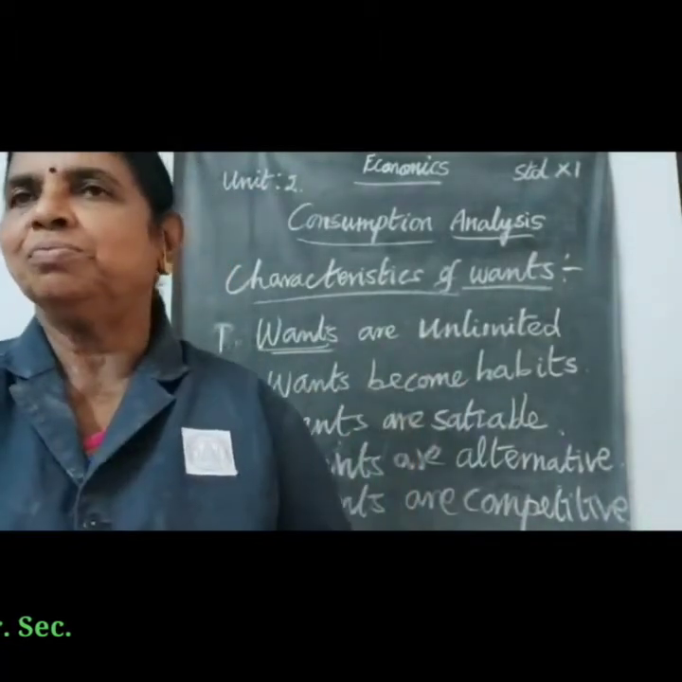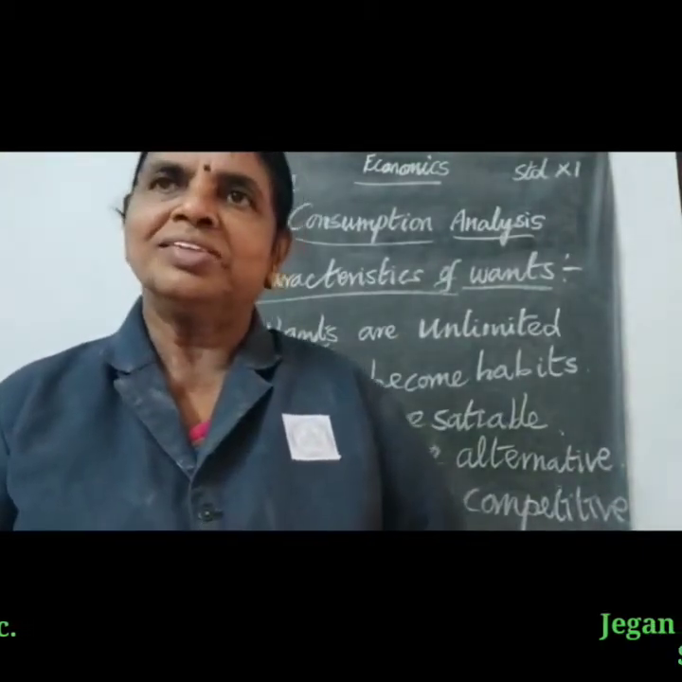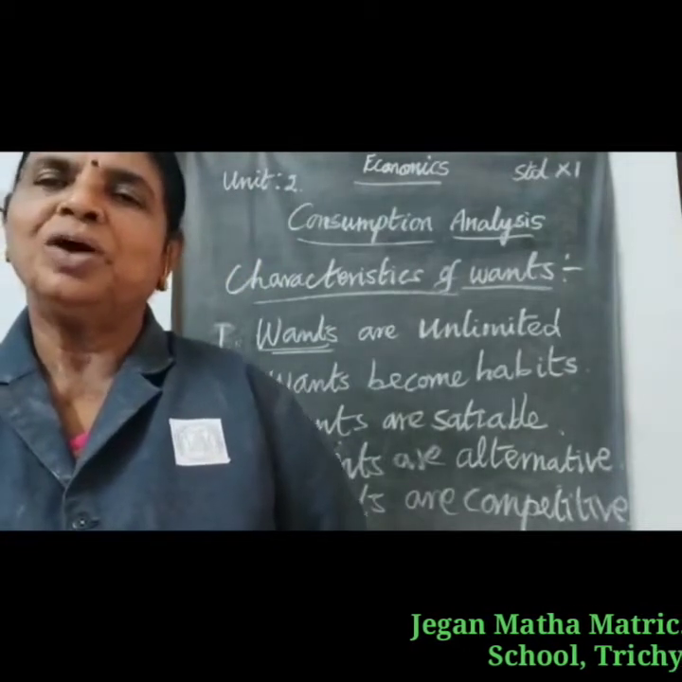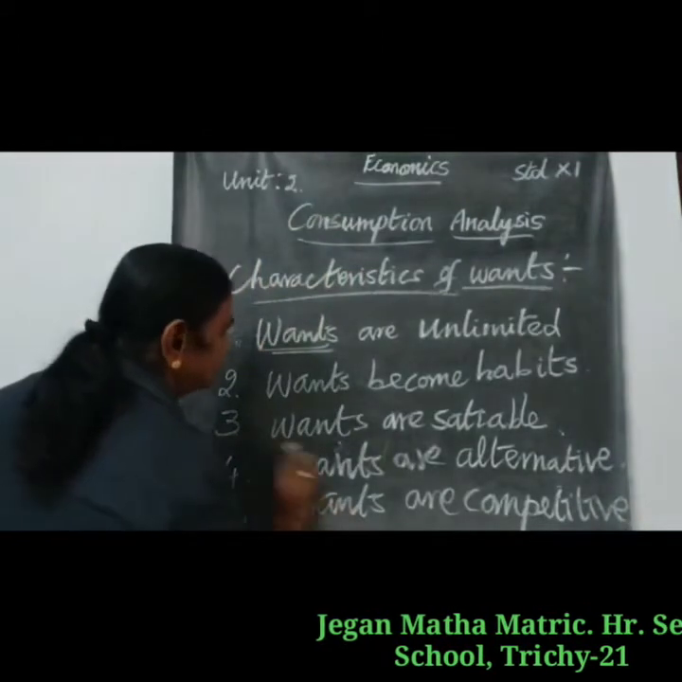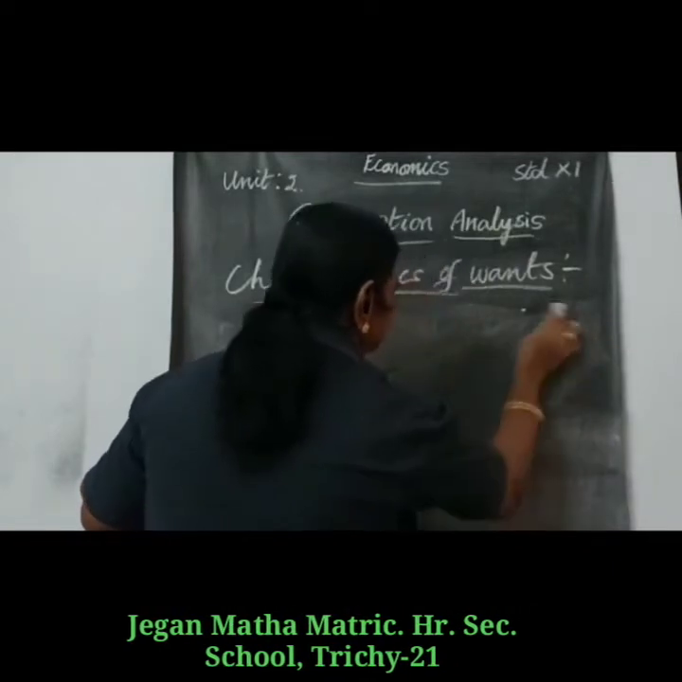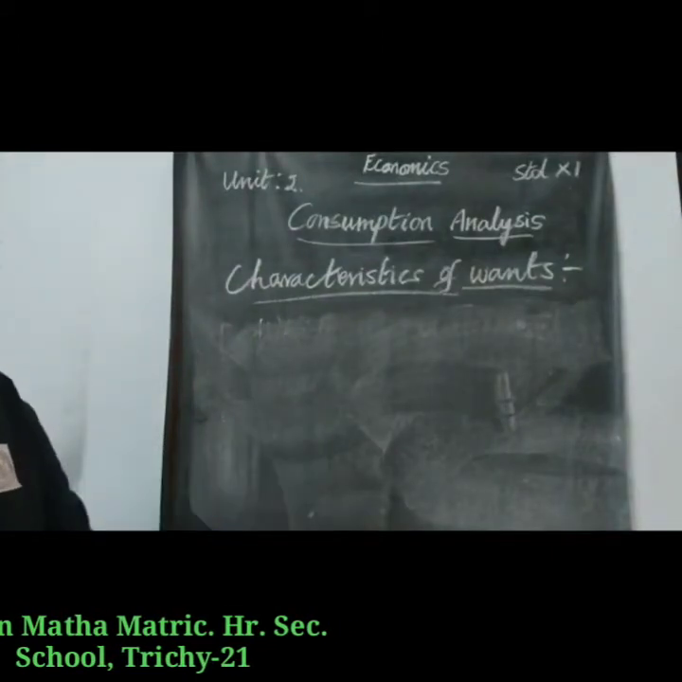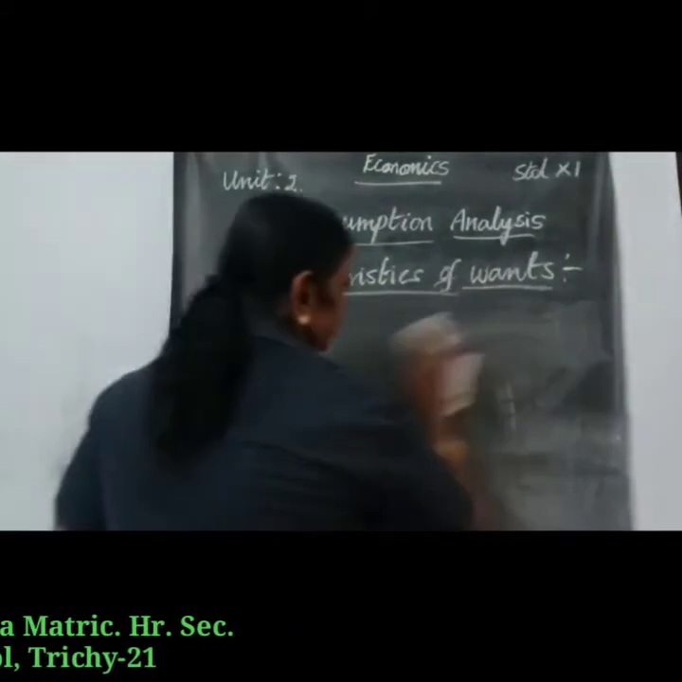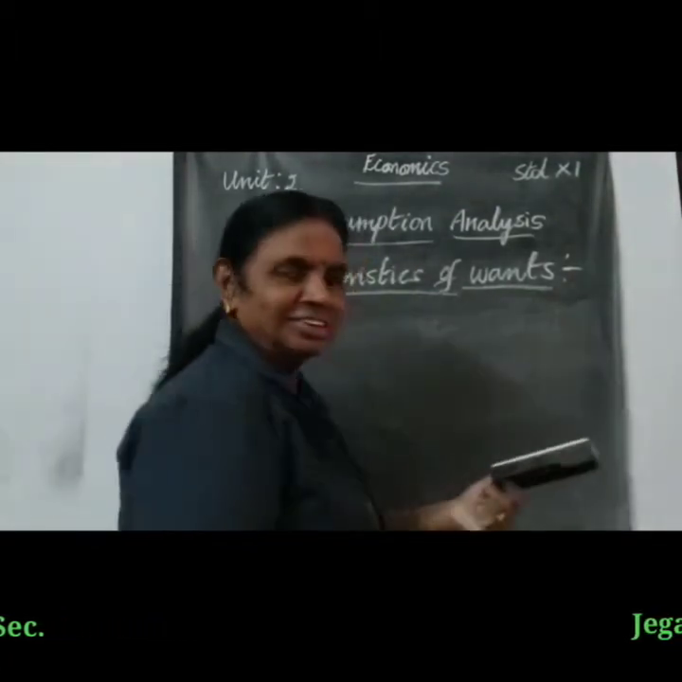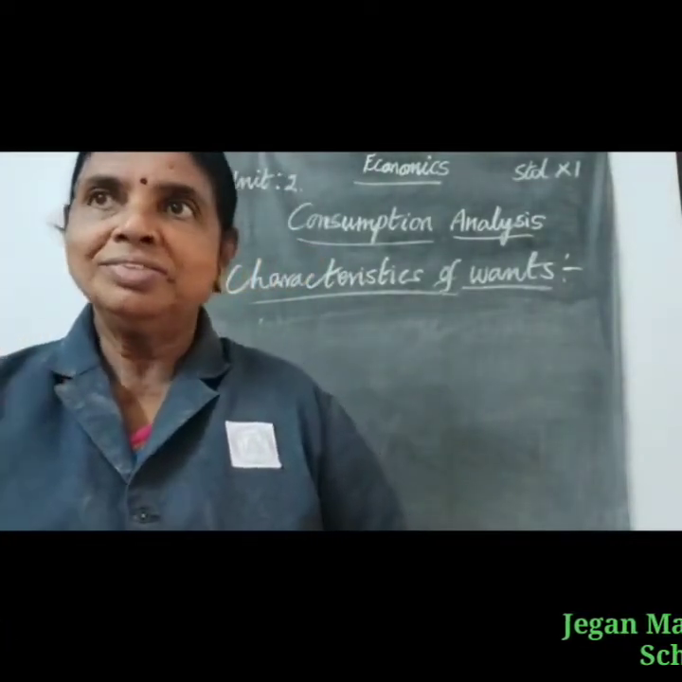And another important point is wants are complementary. Sometimes satisfaction of a particular want requires the use of more than one commodity. So that's what we call wants are complementary. For example, to use this blackboard, I need pieces of chalk, a duster and so on. So this is complementary with blackboard, duster and the pieces of chalk. In the same way, we can make use of so many examples.